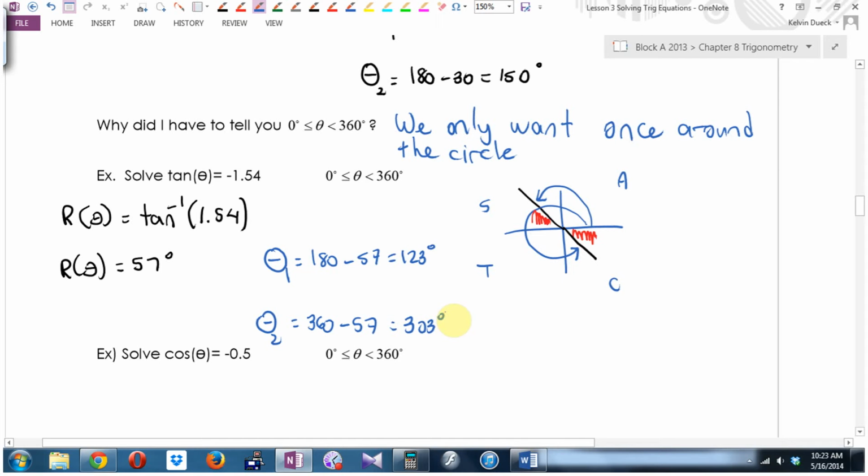Quick double check right now. Find the tangent of 123. It should be really close to negative 1.54. Find the tangent on your calculator of 303. It should be really close to negative 1.54. I'm showing you, by the way, how you can check your answers on your test. Right? Yes? We're good? Sure. Okay.